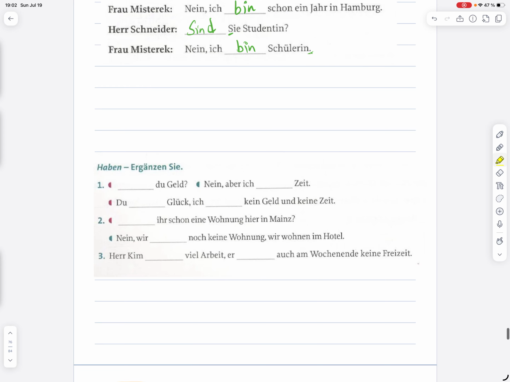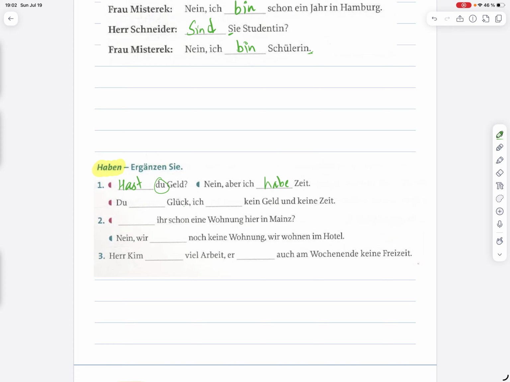Now let's look at Haben, right? So we will try to conjugate Haben for different sentences. So we have first "dash du Geld." For "du" it will be "hast". "Hast du Geld?" Do you have money? "Nein. Aber ich dash Zeit." "Ich habe Zeit." No, but I have time.